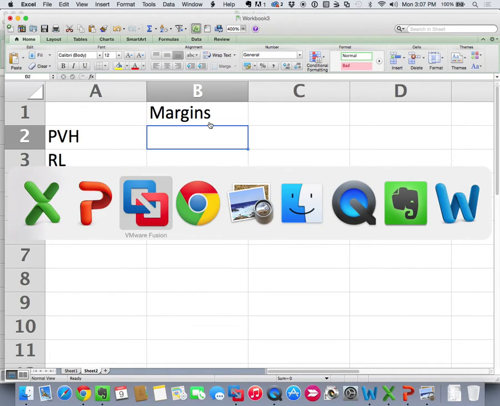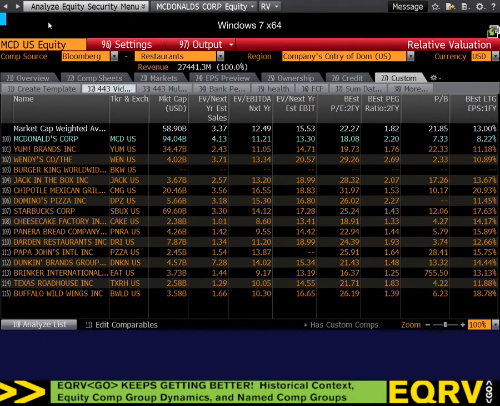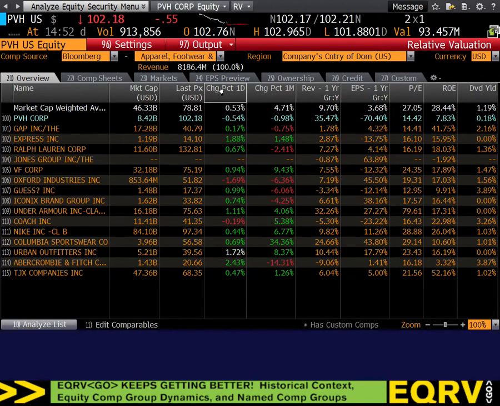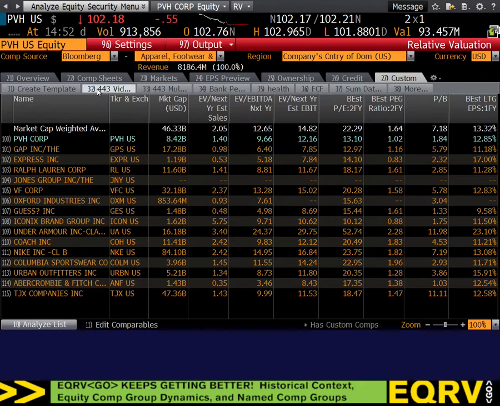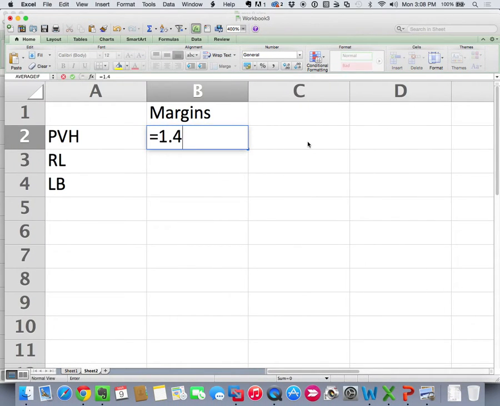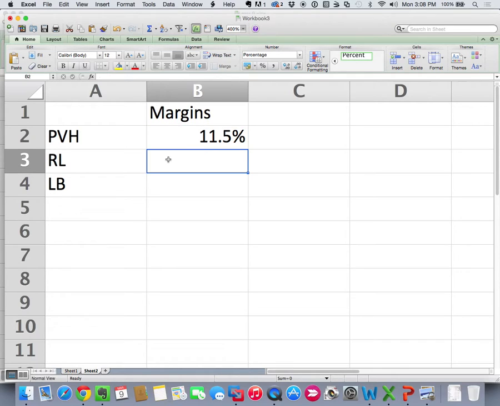And let's look at PVH. So I go to PVH, and I go to the template that we just created, custom template. What is the formula for margin? I take my EV to sales and I divide it by my EV to EBIT. So for PVH, 1.4 divided by 12.16. So basically the market is expecting about an 11.5% margin going forward for PVH pre-tax.